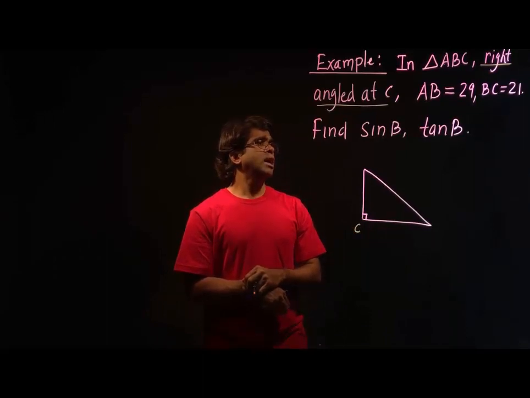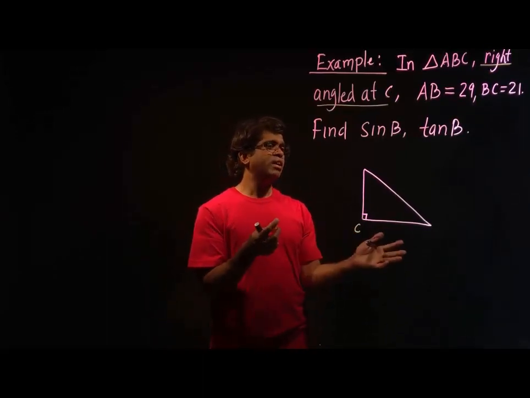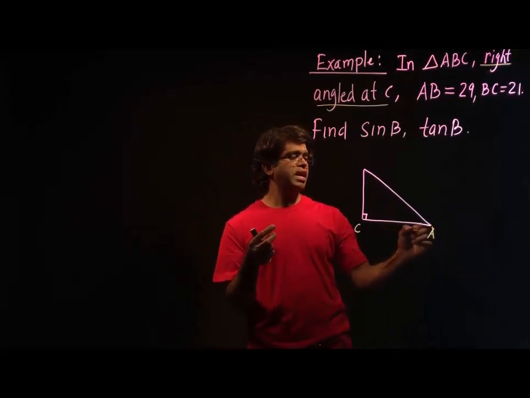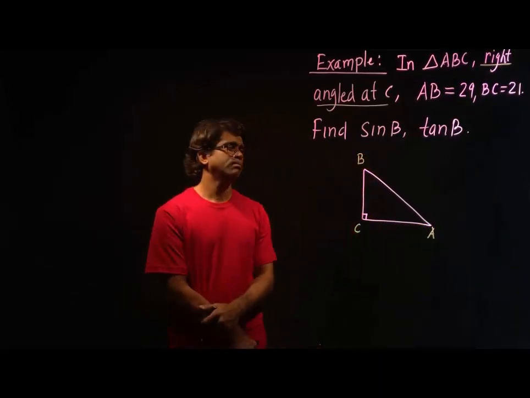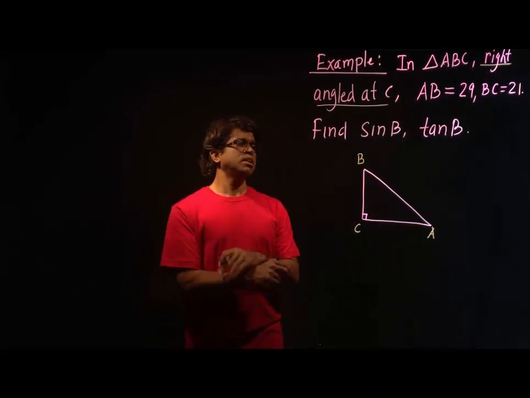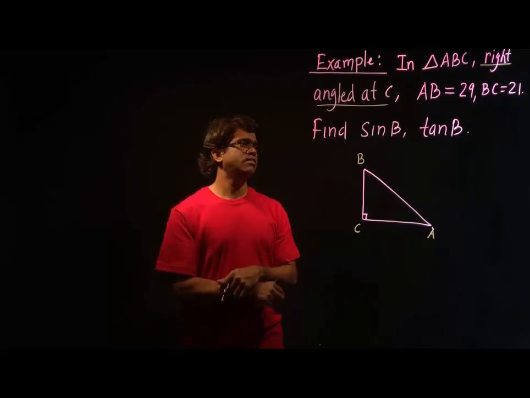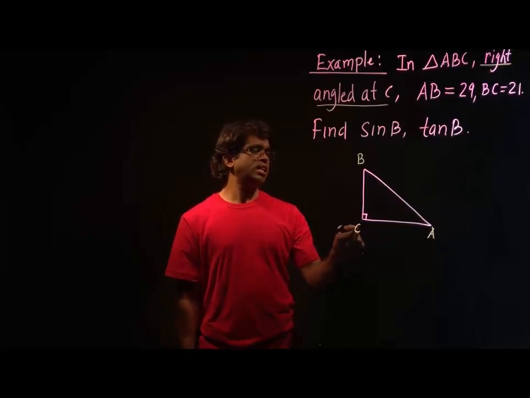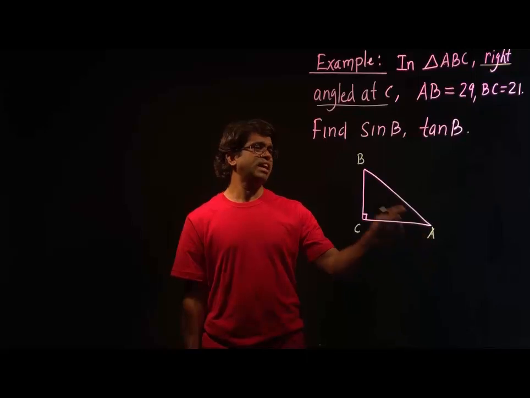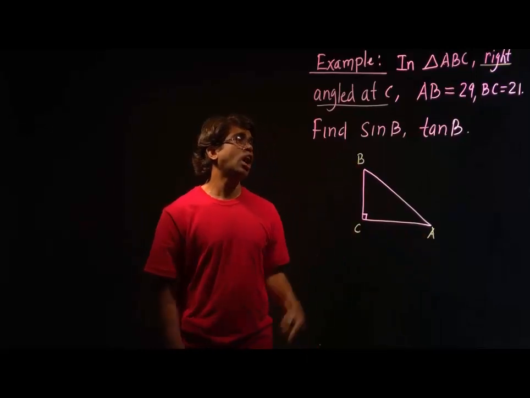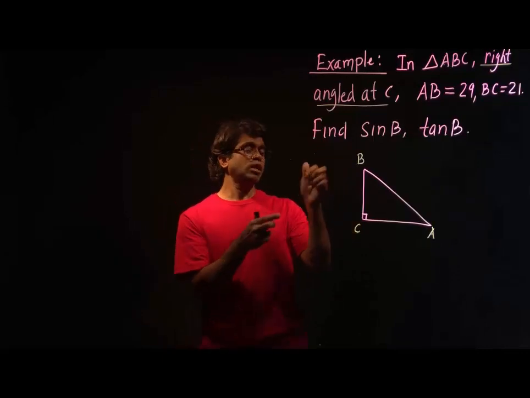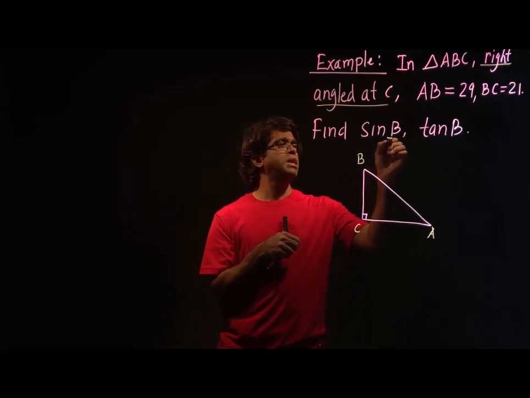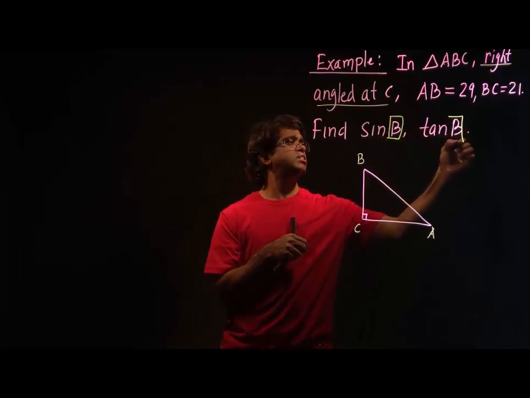And it doesn't matter which one I take, A or B. So I'm going to consider this one as A and this one as B, just to keep consistent with what I'm doing in my other videos. You can see my C is this point which is 90 degrees. I'm taking this vertex as A and this is my vertex B. Now let's look at the question. We need to find sine of B and tangent of B.